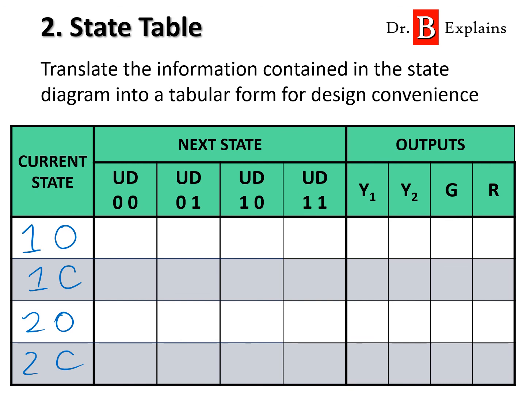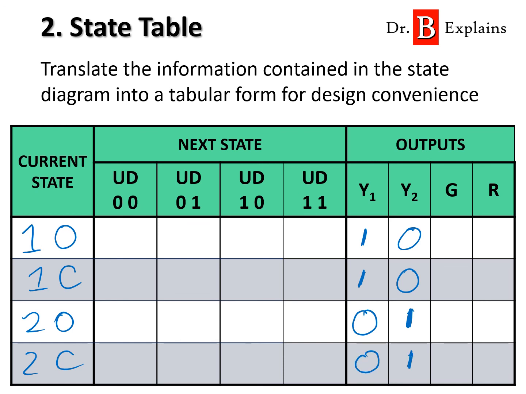And now let's look at the outputs at this moment. The yellow LEDs are going to indicate to us what floor. So if I'm in the first floor, I turn on the yellow one. If I'm in the second floor, I turn on the second floor.